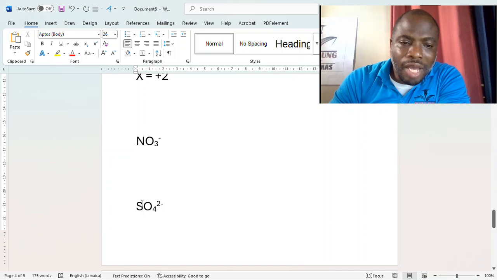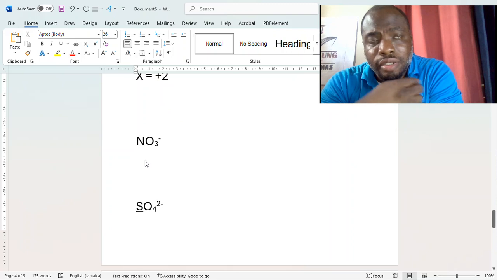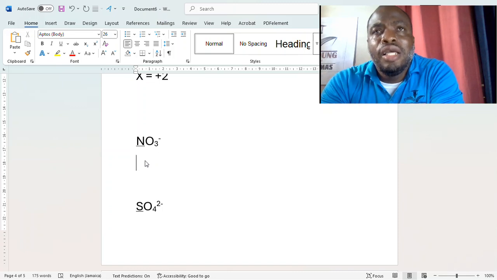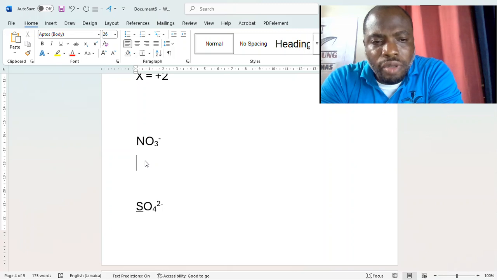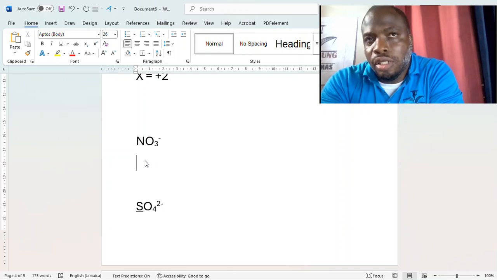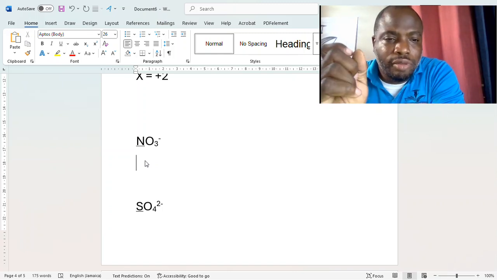So we have these two that we're going to be doing. What if you get an equation and nitrate is in there? Or they can just give you, I've seen questions where they just give you the compound and say, deduce the oxidation state of the nitrogen in this polyatomic ion. What do we do? We know the rules. One of the rules is oxygen is always -2 unless it is in a peroxide. We're not seeing it in a peroxide, so we know it's a -2.